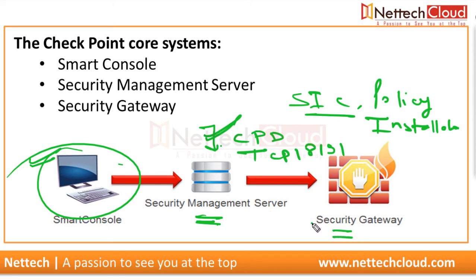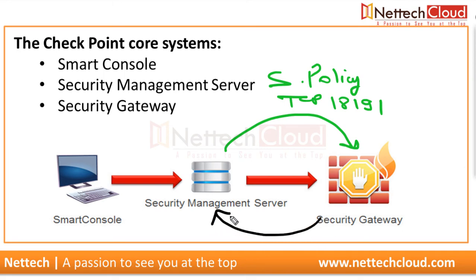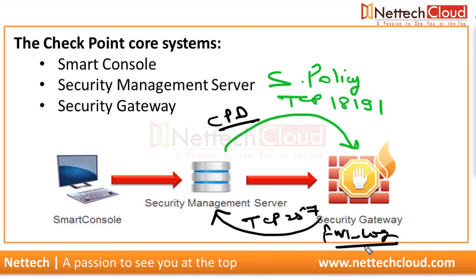And the gateway by default sends logs to the management server. It means the security policy, TCP 18191, is pushed from the management server to the security gateway, and the security gateway sends logs to the management server by default. And here TCP port 257 is required. That is FW1 underscore log, right? Check Point security gateway logs.